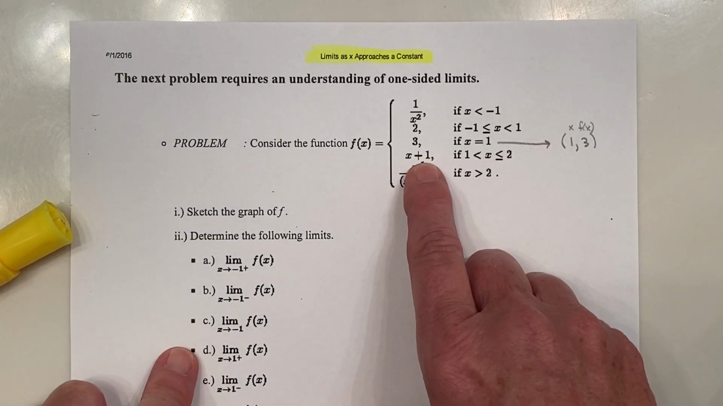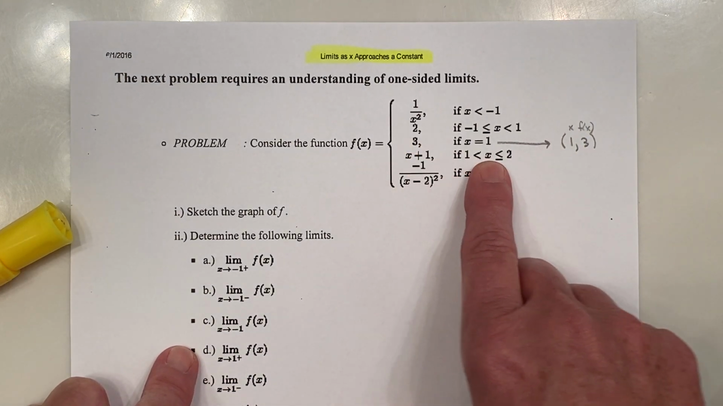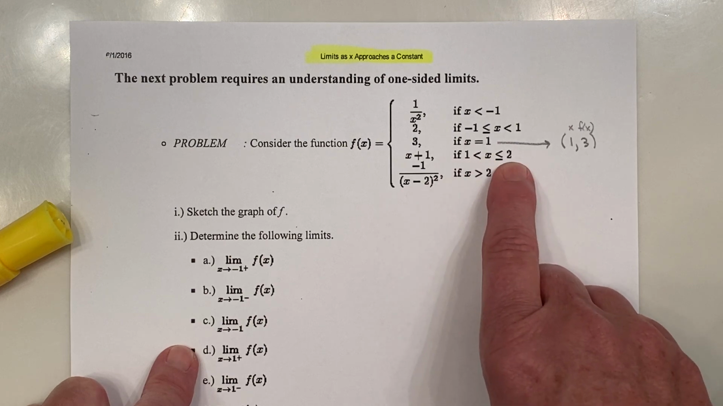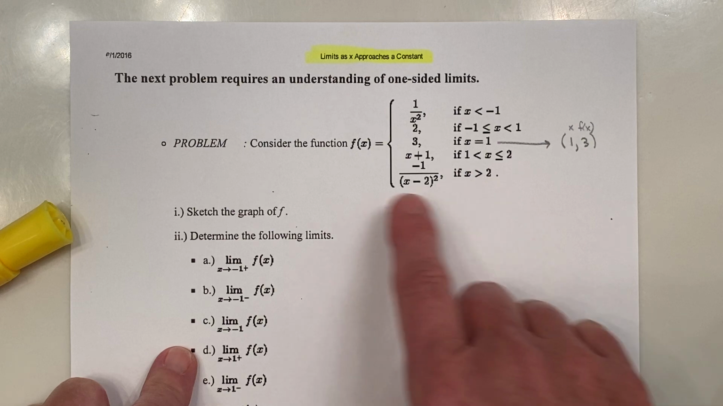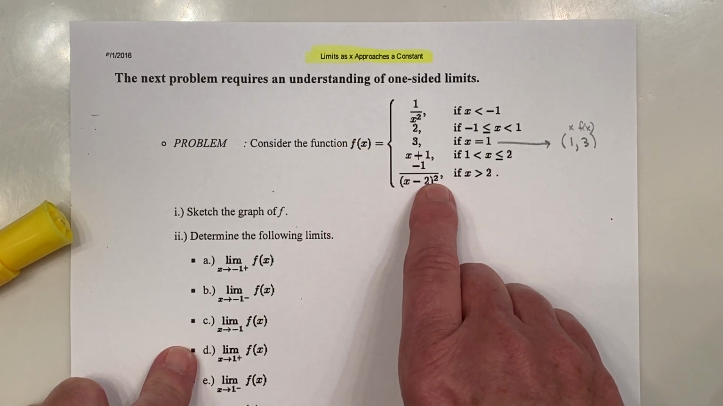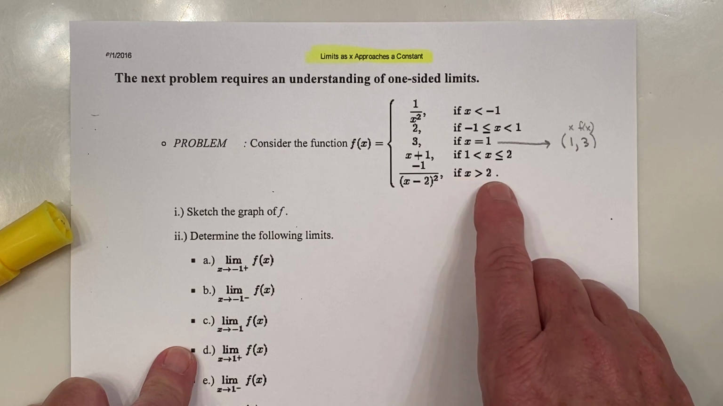The fourth piece is linear, x plus 1, only on the restricted x values when x falls between 1 and 2, inclusive of 2. And then the y is equal to negative 1 over quantity x minus 2 squared on the x interval greater than 2.